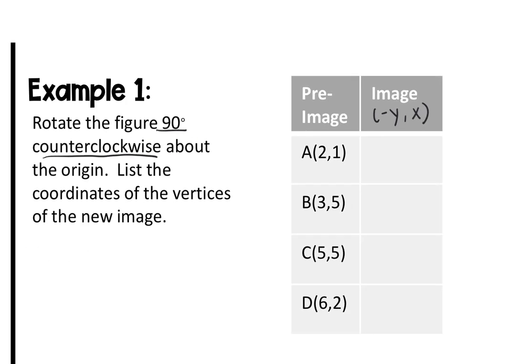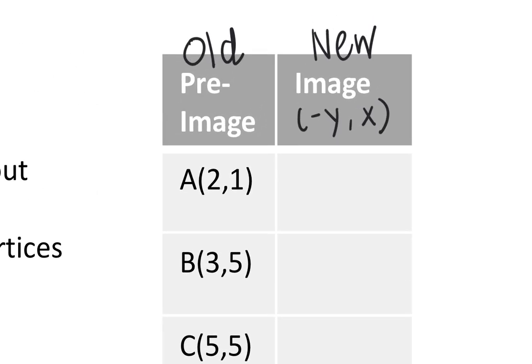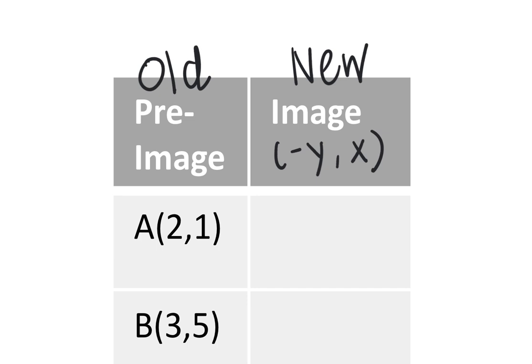All right, so I have my pre-image points. So these are my old points. These are my new points. All right, I have A, B, C, and D that I need to do and apply that rule. So let's start with A. A says 2, comma 1. So remember, 2 is my original x and 1 is my original y. I need to get my new A prime.